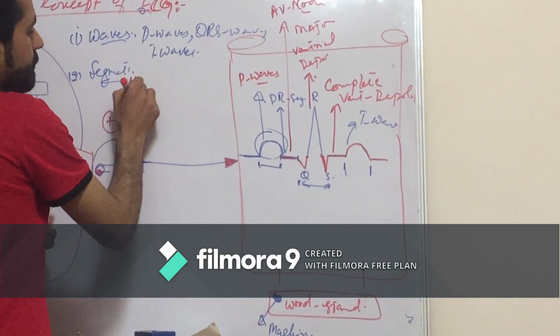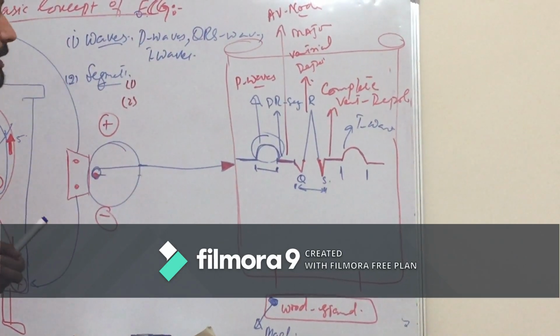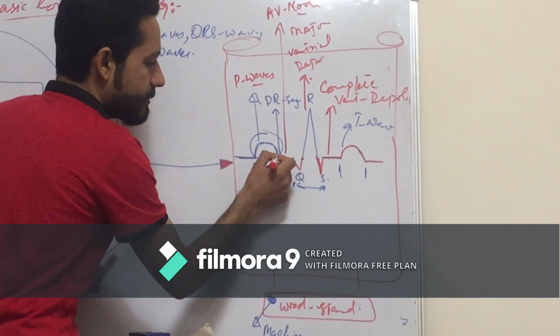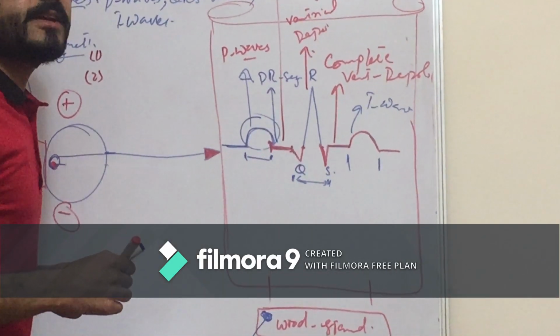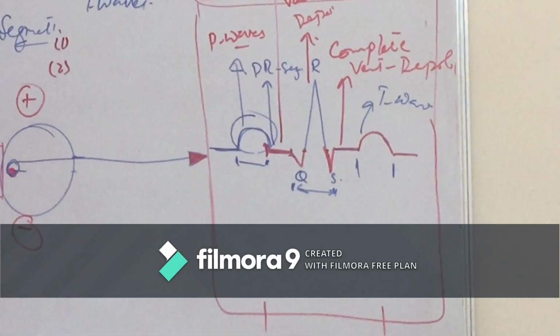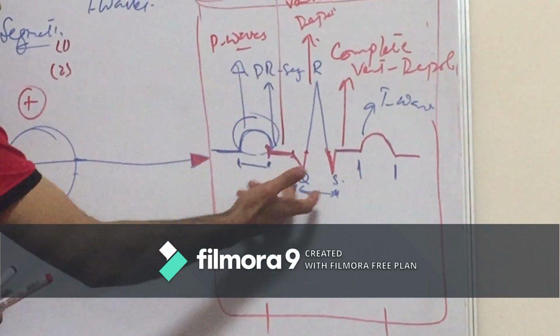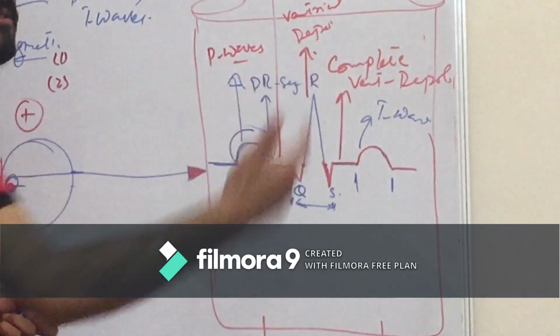The first, there are 2 segments. In a normal full ECG, the first segment is these isoelectric lines. What is this isoelectric line? It is the PR segment. Conventionally, we could say PQ segment, but conventionally it is given the name PR segment.